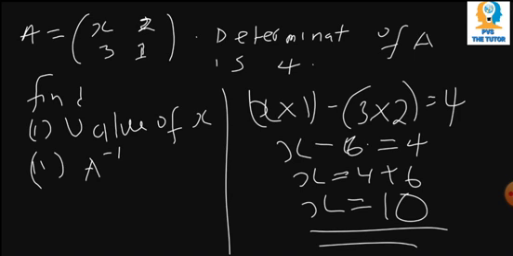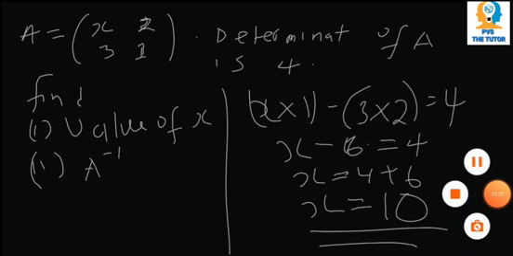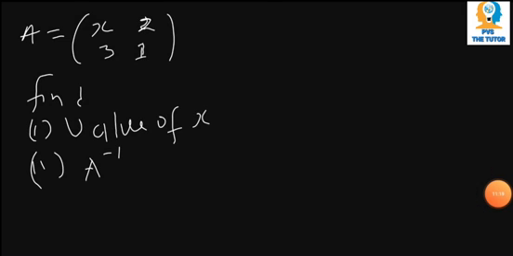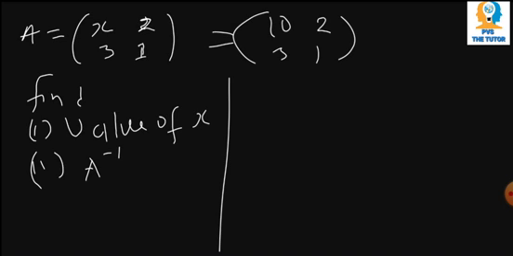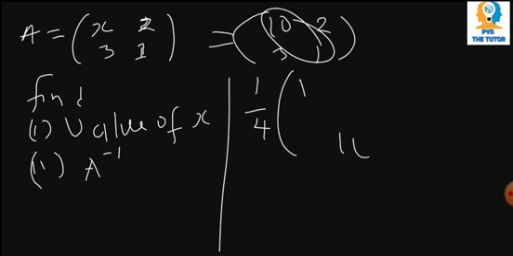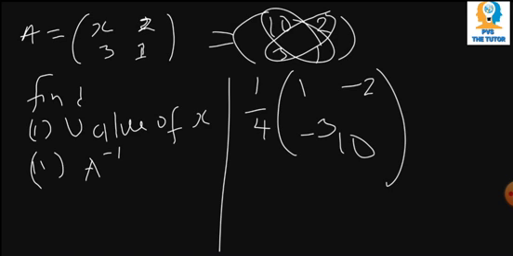So we can now rewrite the matrix and say matrix A hence is equal to 10, 2, 3, and 1. Now how can we find the inverse? We have the determinant as 4, so we have 1 over 4. We need to swap the numbers in the major diagonal, so 1 goes there and 10 comes there. We need to change the signs for the minor diagonal numbers. We have negative 2 and negative 3.